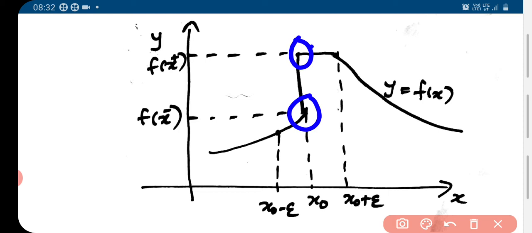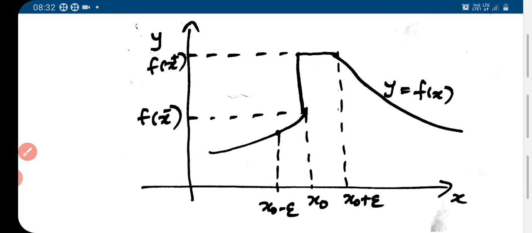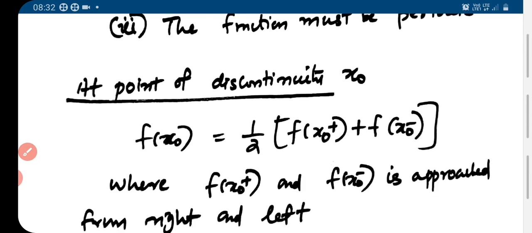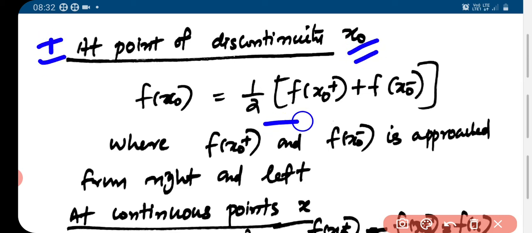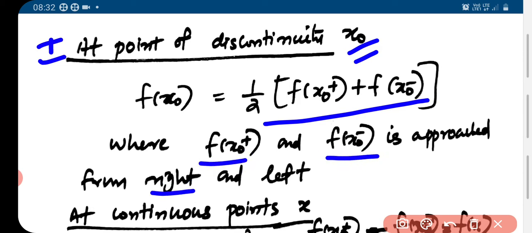So at this point of discontinuity, it converges to the following. At x0, it converges to half of the sum of f of x0 plus, when you are approaching from right, and f of x0 minus, when you are approaching from left. Taking the sum and half of it, it will be converging to this value at the point of discontinuity.